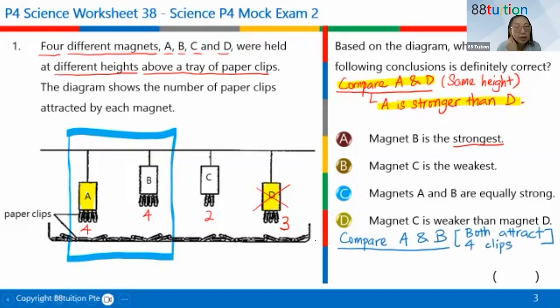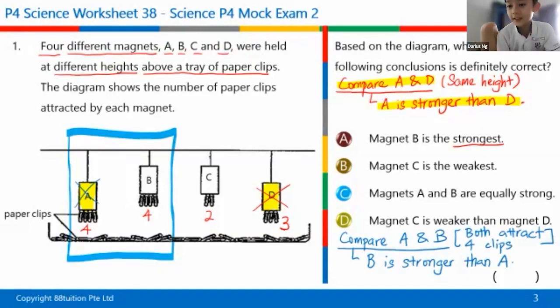So obviously, all of you are correct. Well done. B is stronger. All right. So how do you know B is stronger than A? Can someone unmute yourself? How do you know B is stronger than A? So I'll therefore cancel the A. Because B is further away from the paper clips.